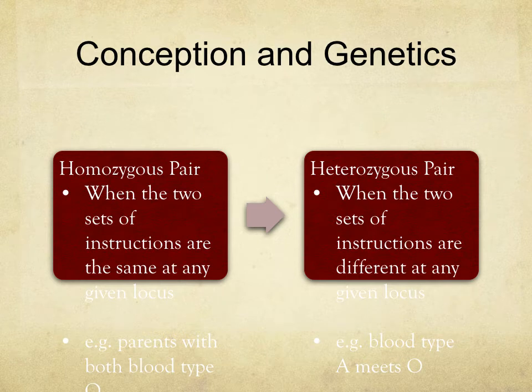The way to think about homozygous versus heterozygous pairs of genes is that with a homozygous pair of genes, you get the same set of instructions at a location. For instance, if both parents are blood type O. Versus a heterozygous pair, in which each parent gives you slightly different genetic material at the same location. For instance, one is blood type A, the other one is blood type O.